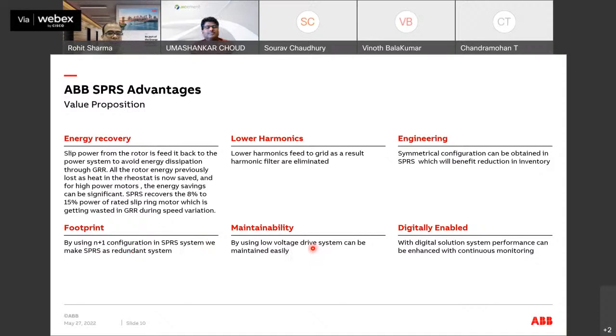One key advantage and special benefit is that low voltage drives are used in this SPRS, which is easy to maintain, quite reliable and a well proven system in the cement industry. Obviously, these systems are coupled with IoT based digital solutions, so monitoring of the energy and maintenance can be done very easily in a digitally connected manner.